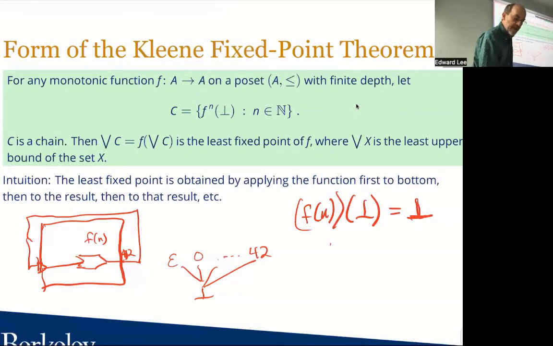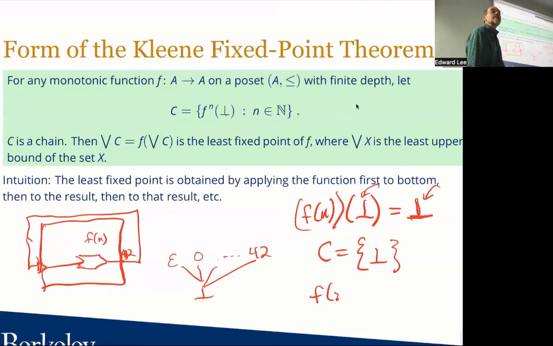So what is the chain C? Well, if I apply the function f to the 0, it is always going to be unknown. f to the 1 of unknown is still unknown. So my chain C actually consists of only a single element, bottom, and that's already a fixed point. You can see it right here. It's a fixed point, obviously. So the behavior of this program is unknown.